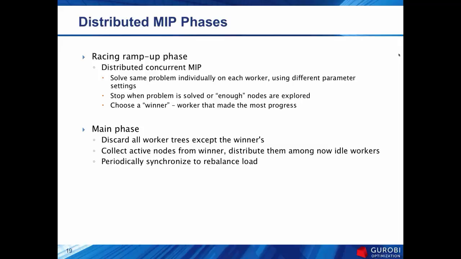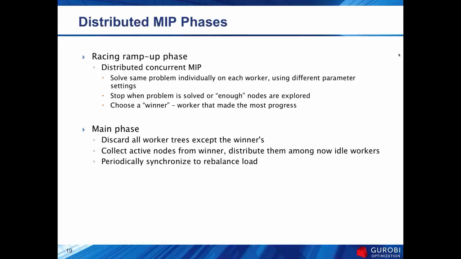Now, in some cases, of course, the concurrent MIP will solve the problem, in which case we're done. But if we reach that other stopping criterion, then that winner is reported back. That's the worker that made the most progress. And so when that happens, then we enter the main phase. And so we discard all of the worker trees except the winner's, the one that made the most progress. We collect the nodes from the winner and now start to distribute that remaining tree among the remaining workers. And then each worker starts solving the tree on its little part of the tree. And then periodically this gets synchronized to rebalance the load.